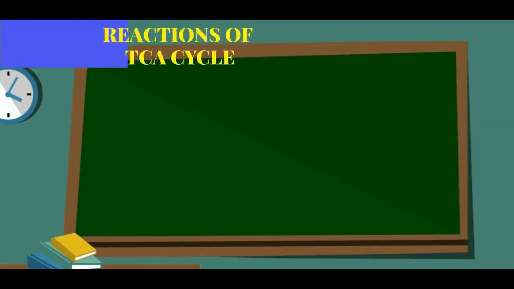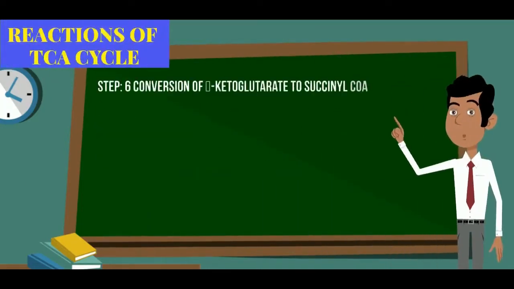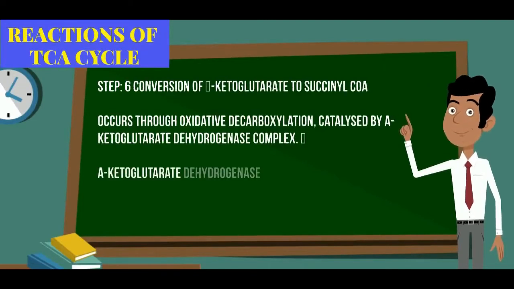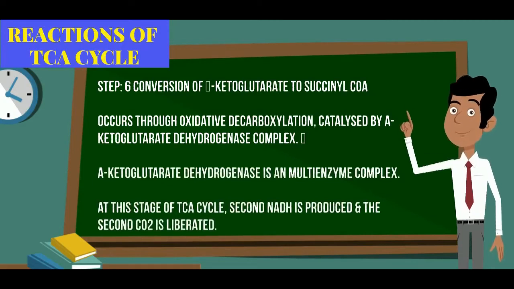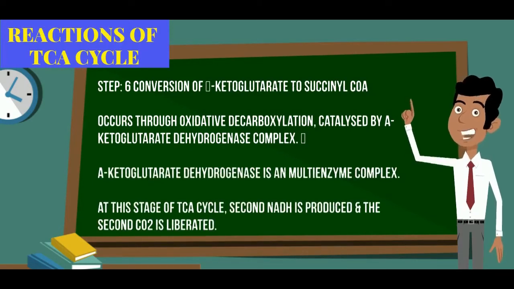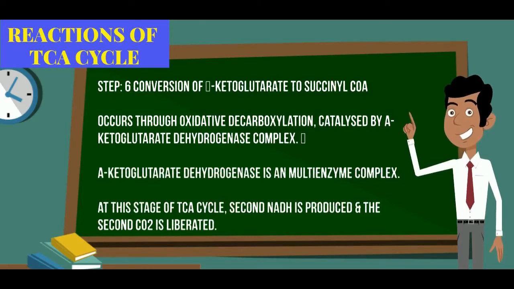Step 6, conversion of alpha-ketoglutarate to succinyl-CoA. Occurs through oxidative decarboxylation, catalyzed by the alpha-ketoglutarate dehydrogenase complex. Alpha-ketoglutarate dehydrogenase is a multi-enzyme complex. At this stage of the TCA cycle, the second NADH is produced and the second CO2 is liberated.